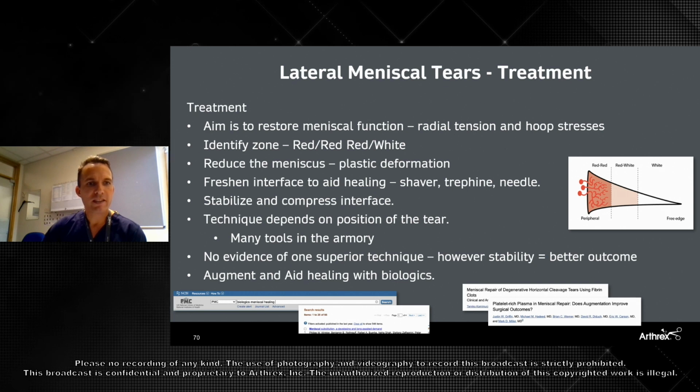You want to try and augment and aid healing, and biologics is something that's discussed, but interestingly, on a literature search, there's really no definitive evidence that adding biologics make a significant difference to meniscal healing. But I'm sure it's one of these things that we just don't fully understand yet, and certainly I can't imagine that adding a biological augmentation to a meniscal repair could be anything other than positive in the long run.